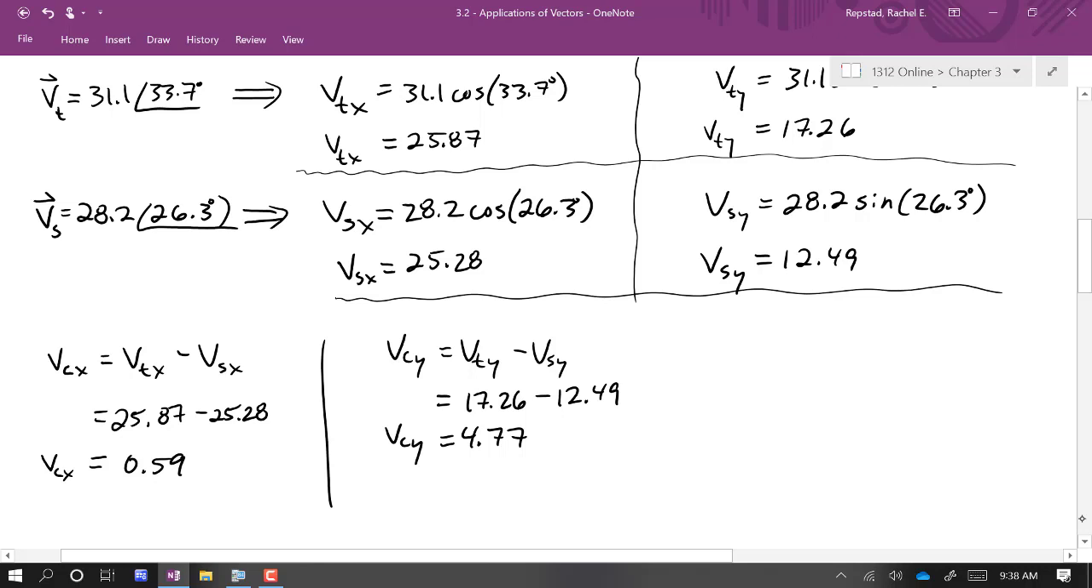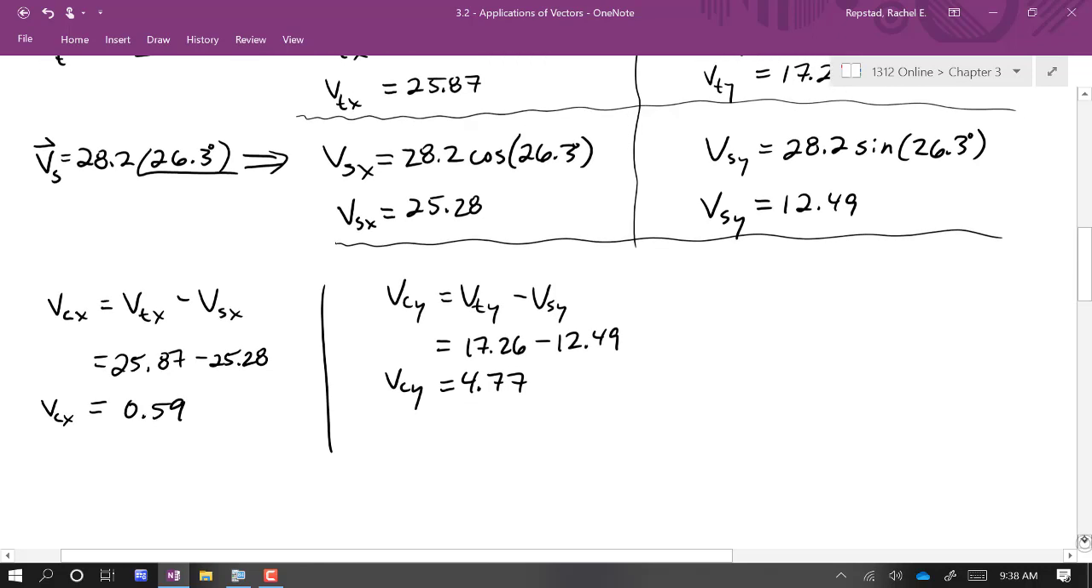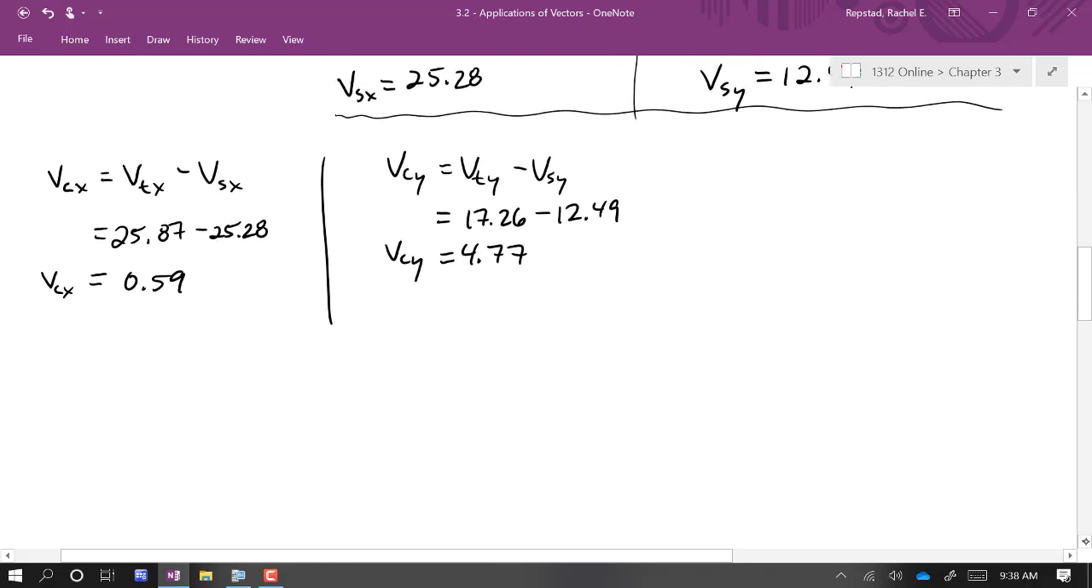Now we have our components. They're both positive components, so this will be a first quadrant vector. We'll get our magnitude with Pythagoras as usual.